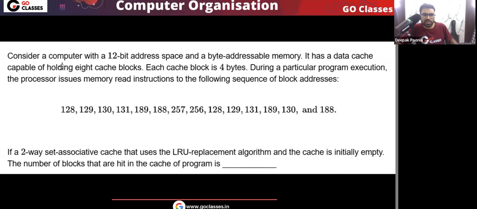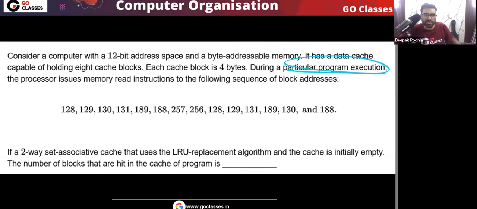Let's solve this question. Consider a computer with a 12-bit address space. So this is the main memory address size, that is 12-bit. Byte addressable main memory: at every address there is a byte, or every byte has an address. It has a data cache capable of holding 8 cache blocks, which means there are a total of 8 lines in the cache memory. Each cache block is 4 bytes. This is the block size.